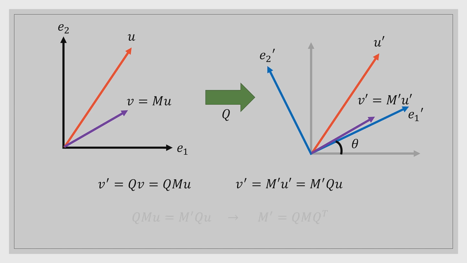So this is kind of theory. Don't worry about it too much. We can equate the two sides, and then in the end we get m prime is equal to q times m times q transpose. And I know a lot of you guys are going to say, wait a second. Shouldn't it be the inverse? Well, yes. But since q is orthogonal, the transpose of q is actually equal to the inverse.